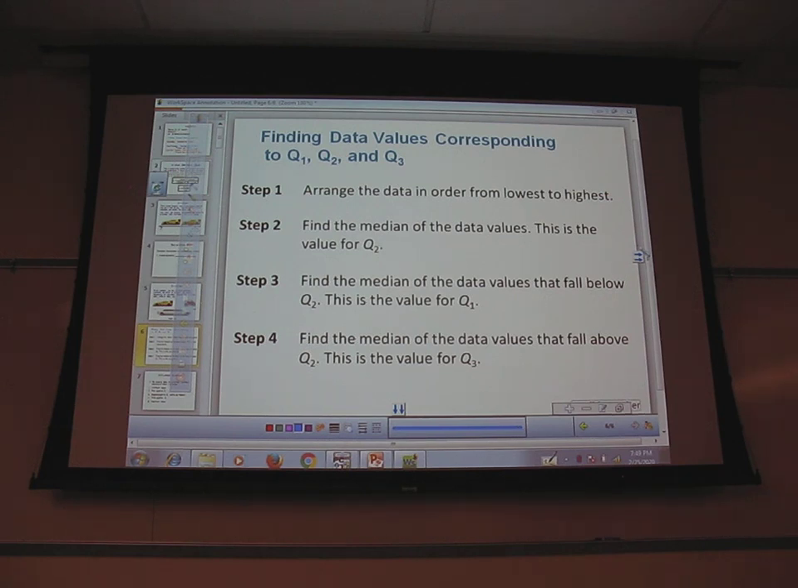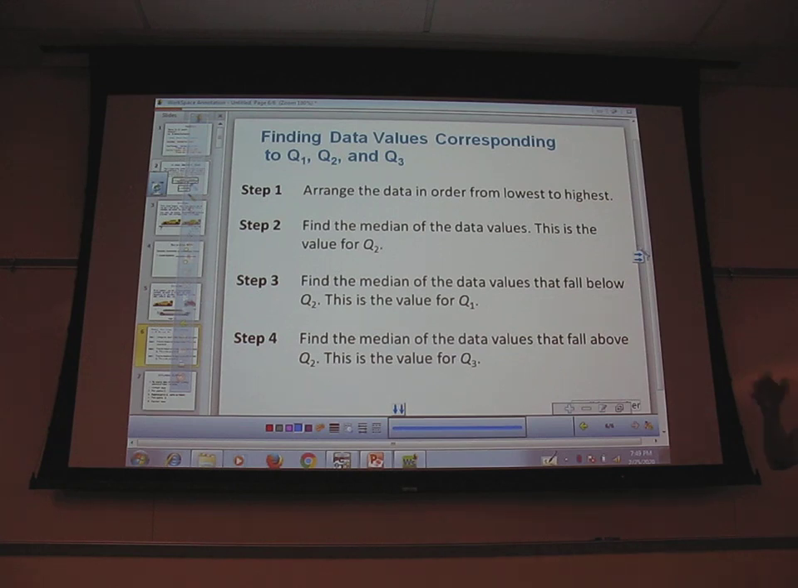Yes? But what do you do if you have an odd number of numbers? What do you do for Q1 and Q3? Right. Okay, so let's talk about that for a minute. First of all, how do you find the median? You put your data in order. The one in the middle, smack dab in the middle, is your median. If there are 2 that are tied for the middle, because it's an even number, then you average them.